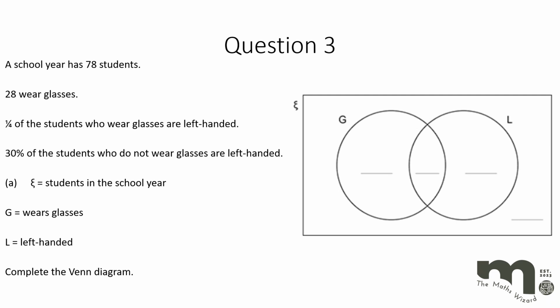Right, another question here then. Got some nice percentage practice in here as well. So it says a school year has 78 students, 28 of them wear glasses. A quarter of the students who wear glasses are left-handed. And it says 30% of the students who do not wear glasses are left-handed. So we've got quite a bit of information to process here. So pause your video, have a go, and then we'll take a look.